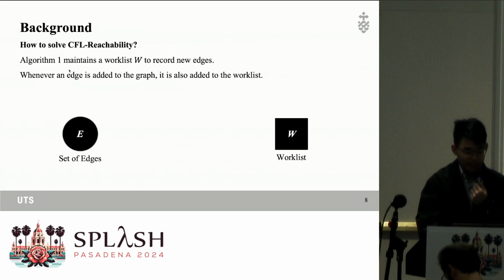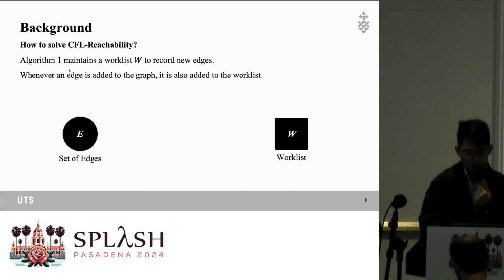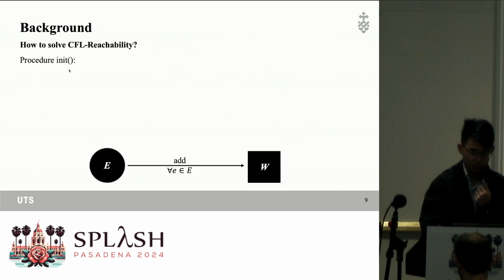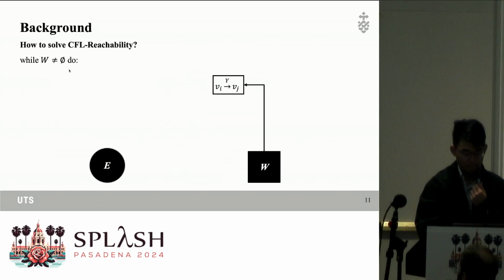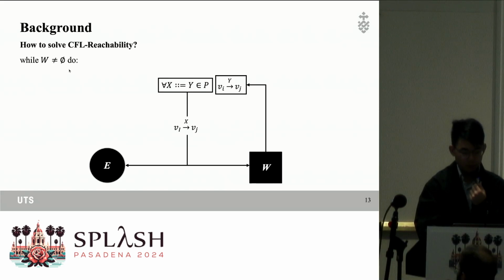This algorithm maintains a worklist W to record all edges. Whenever an edge is added to the graph, it is also added to the worklist. It starts with the procedure init, which moves all the edges from the edge set to the worklist. Then, if there are any epsilon rules, it adds the associated generated edges to the edge set and the worklist. Then, starting the dynamic solving process, it pops each edge from the worklist and checks all the rules. If these rules can generate new edges, they are added to the worklist and the edge set.